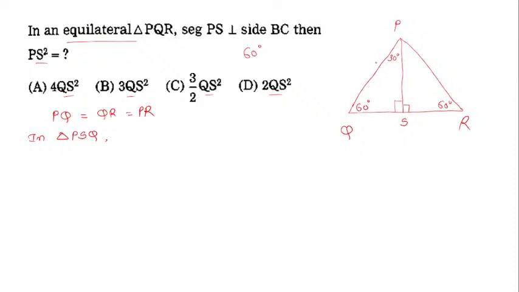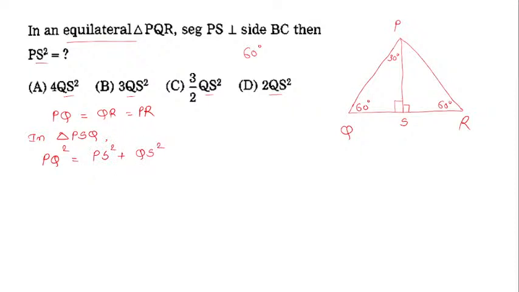Now let's consider in this triangle PSQ we can use the Pythagoras theorem, where the side opposite to 90 degrees is PQ. So PQ is the hypotenuse. So by Pythagoras theorem we can write PQ square is equal to PS square plus QS square.